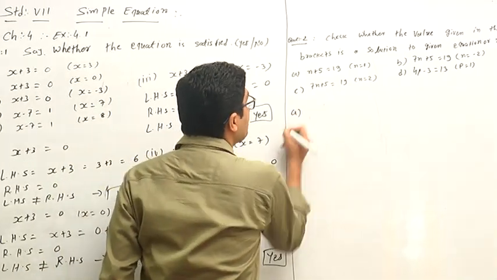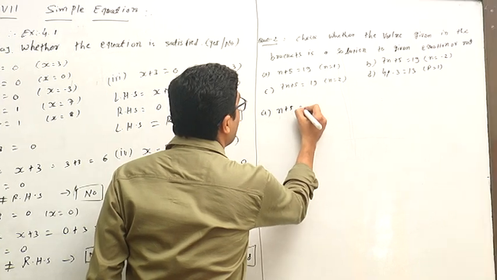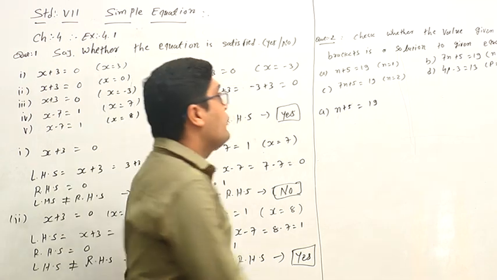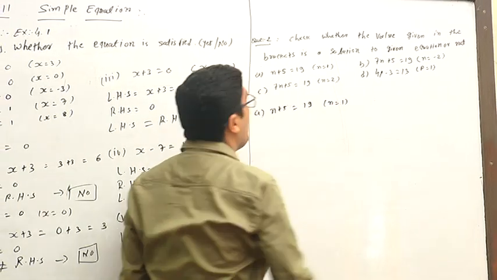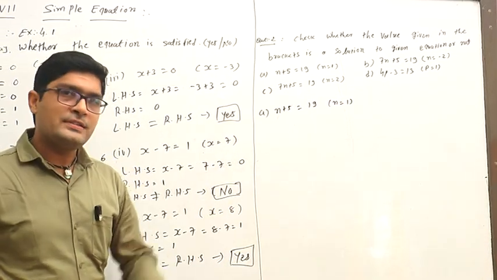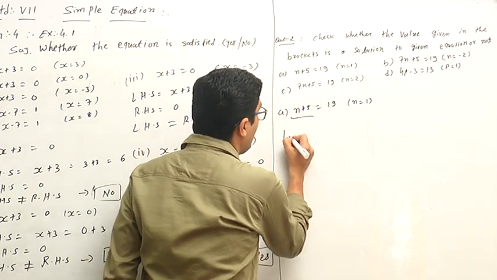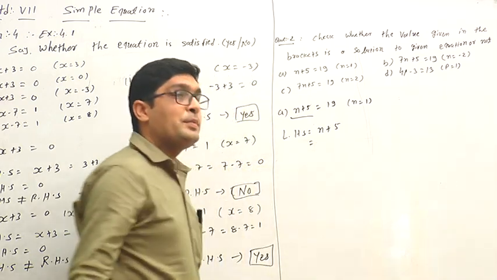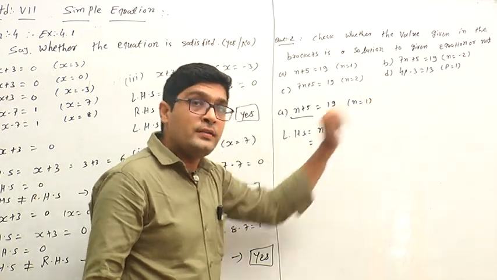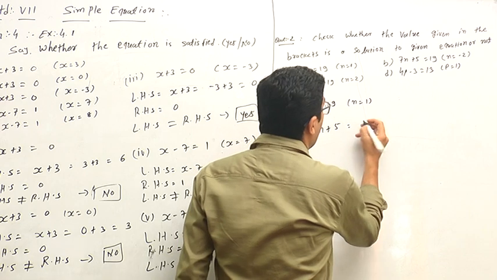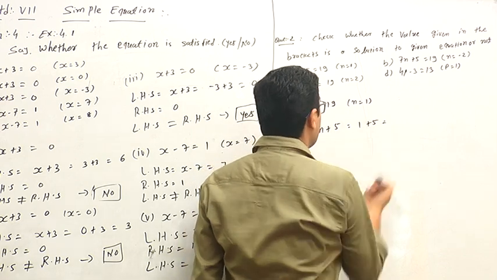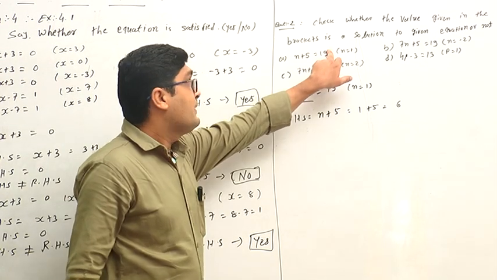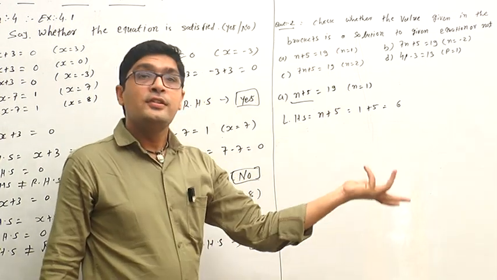What is the first question? n plus 5 is equal to 19. And what value is given in the bracket? 1. Okay. Start the same method. Left hand side. What is our left hand side? n plus 5. What value do we have to put here? 1. We will write here 1 plus 5. What will the answer be? 6. What is our right hand side? 19. Is that matching? No.